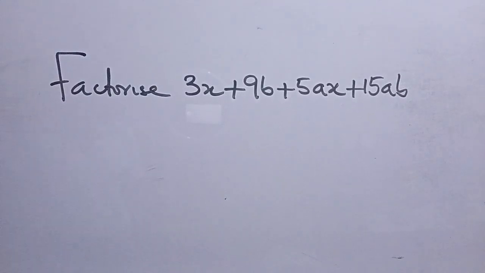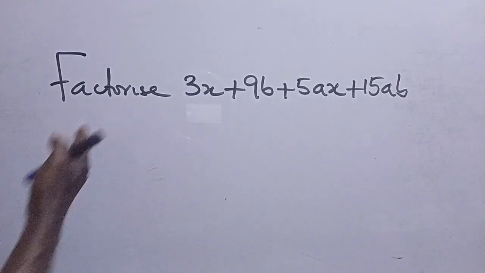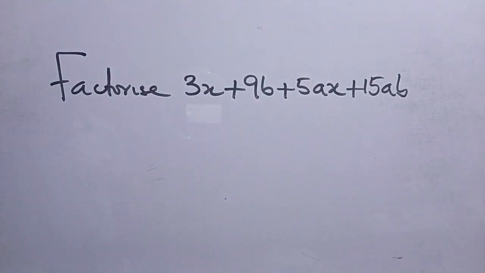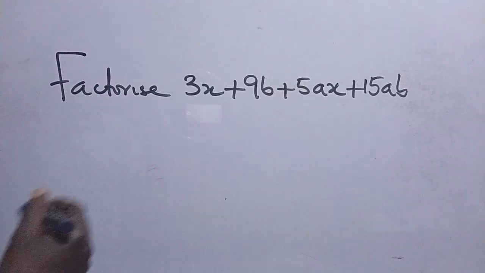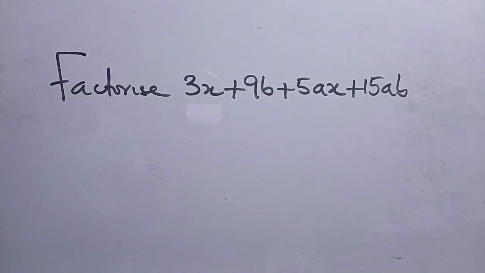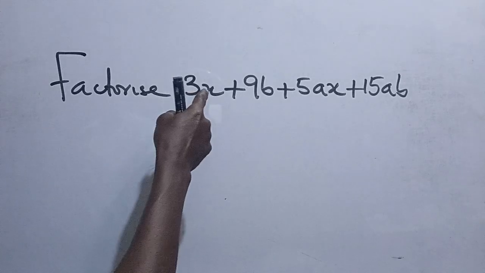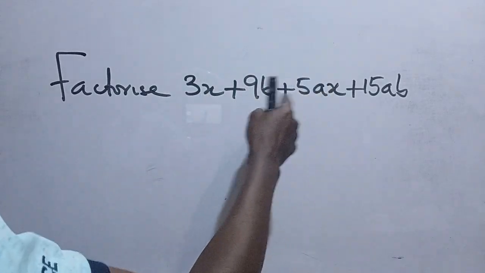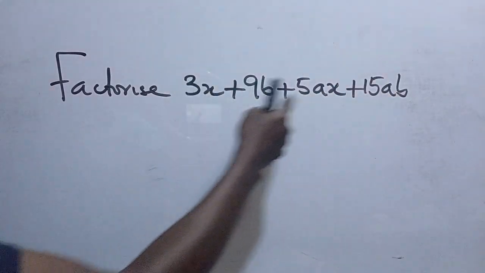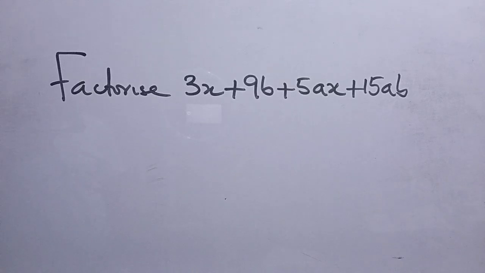Hello, this is an algebraic question. So we have to factorize this algebraic expression. And to do this, what we first need to do is to collect like terms. Look at it. The unknown variables in this particular problem are x, a, b, x, a, and b. They are the unknown variables.